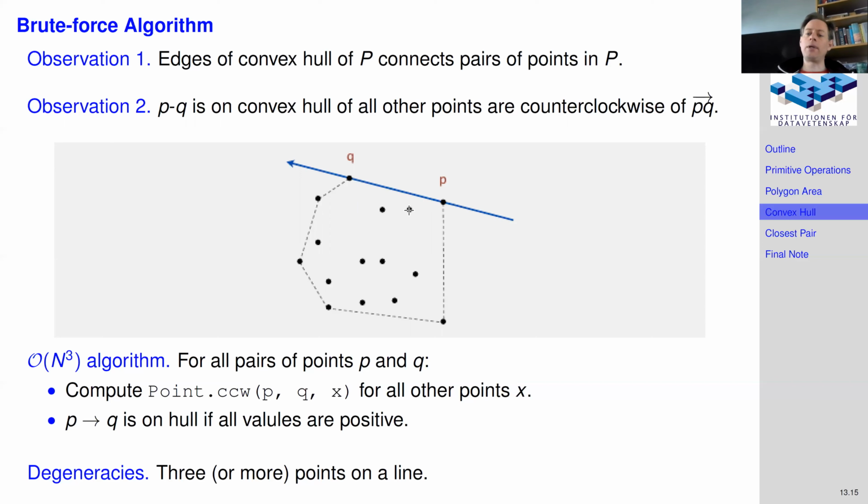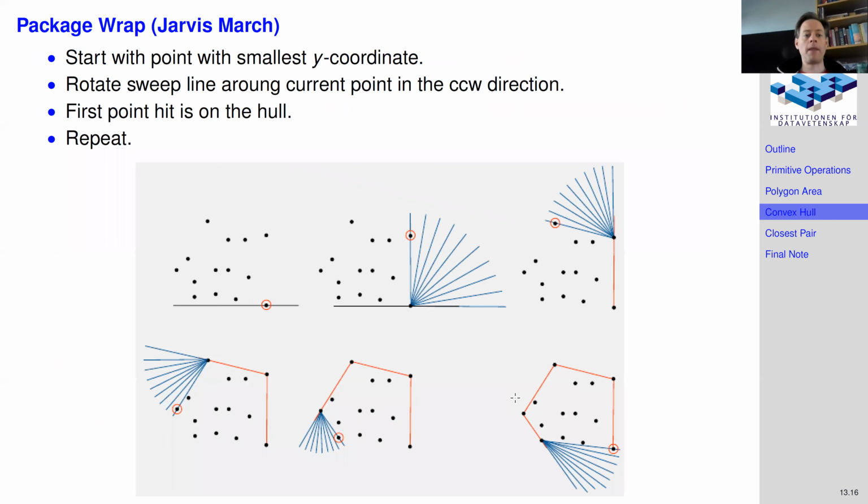So this means that we can have a brute force algorithm in n cubed number of steps. For all pairs of points P and Q, compute whether all other points are counterclockwise. If this is the case, then we know that this line PQ is on the convex hull. So of course there are some challenges here. For example, if you have 3 points on the line, then you need to deal with that. So this is a very naive brute force approach.